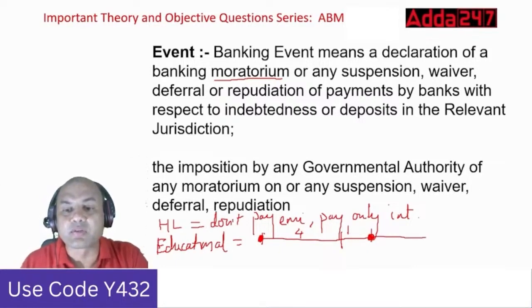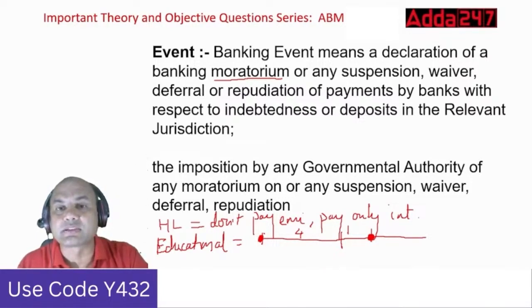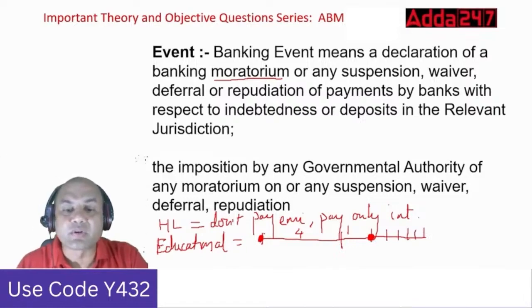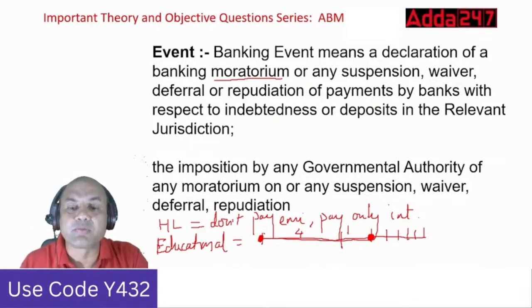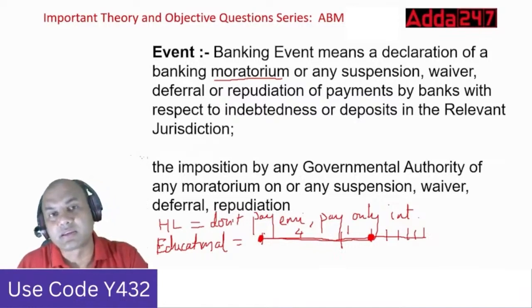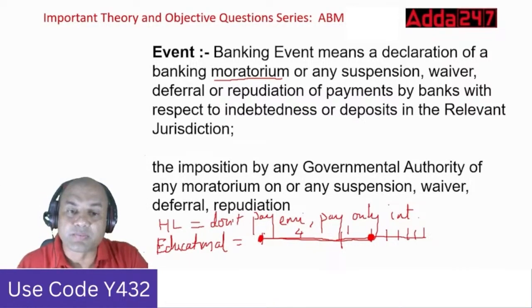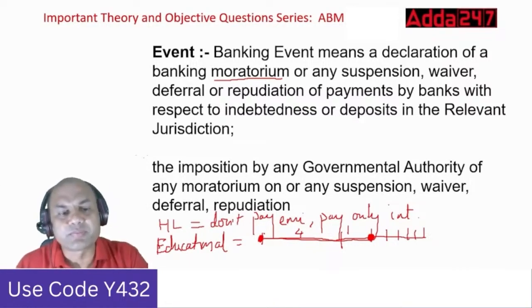So year by year, what happens? Your principal loan amount increases along with that interest, and that interest will also be calculated. From here, the person will have to pay regular EMIs. So this is known as what? Moratorium. Moratorium means here I don't have to pay anything. Okay, that is moratorium.